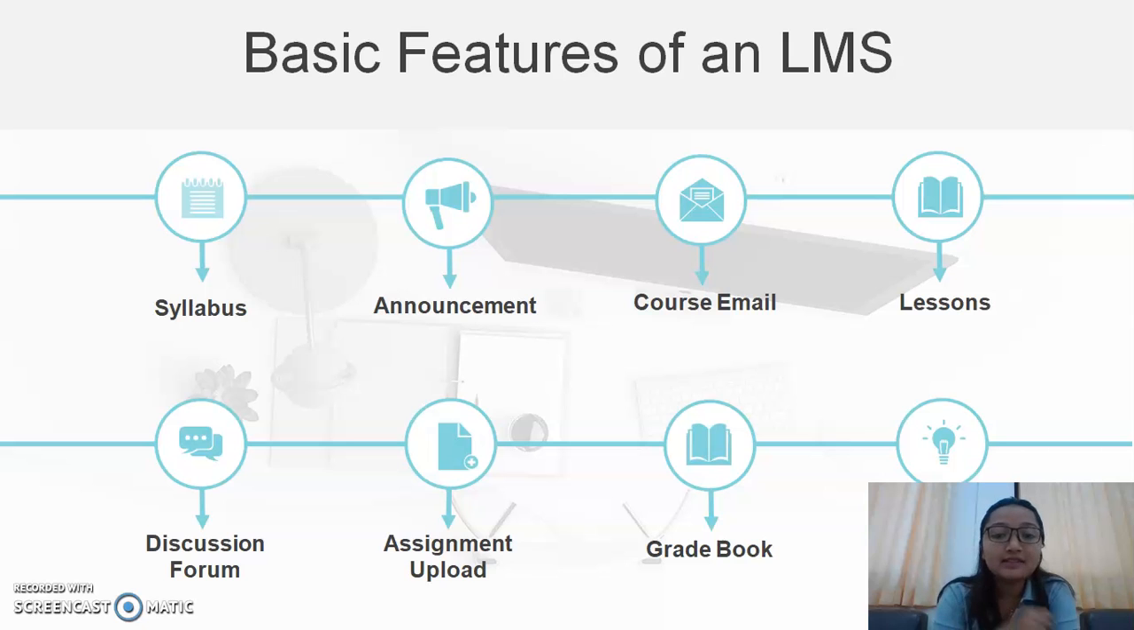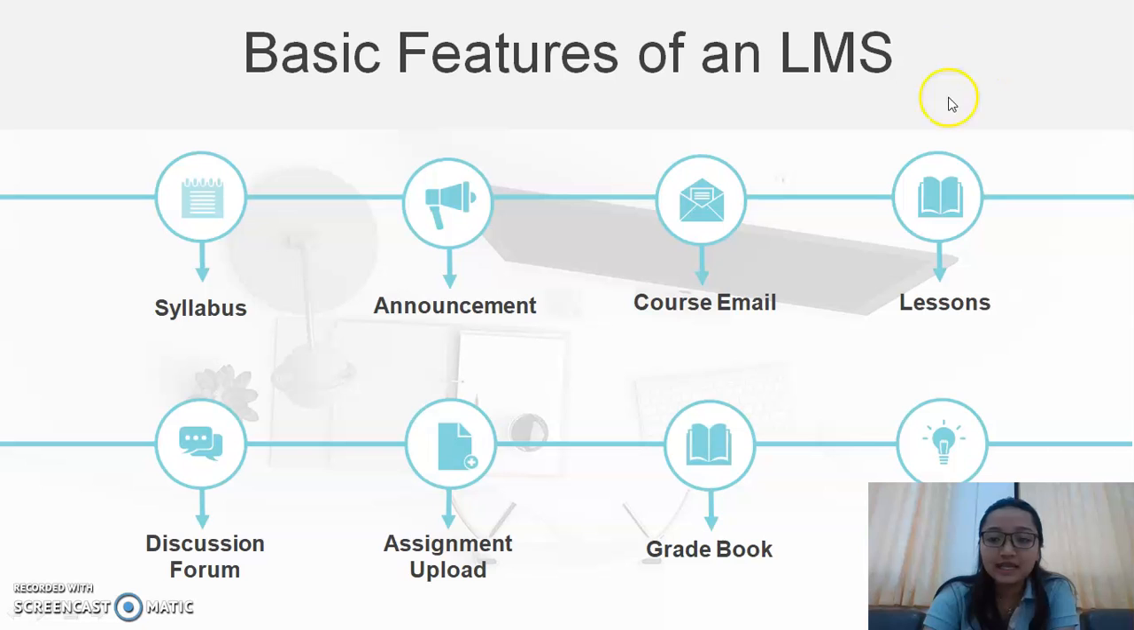The second is announcement. If the teacher wants to give information to the students about anything related to the course, then the teacher will use this room. The third is course email. In the course email, there is a private interaction between teacher and students or students and students.